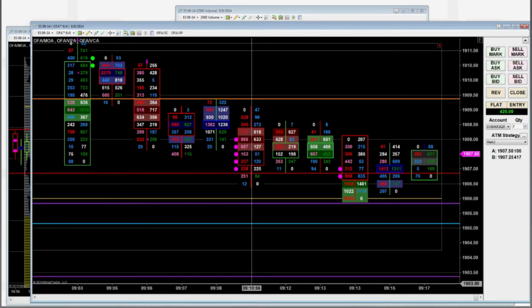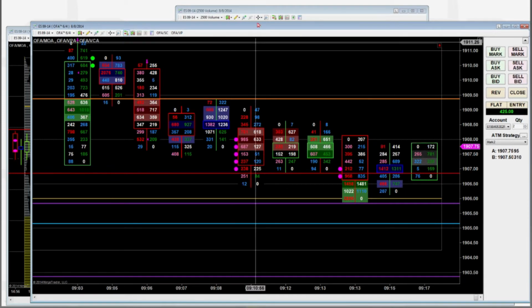So for right now, the bottom of this initial balance, and we're not done. We've got another 12 minutes before the IB, the first hour of trading, is over. The bottom of IB is 04.25.